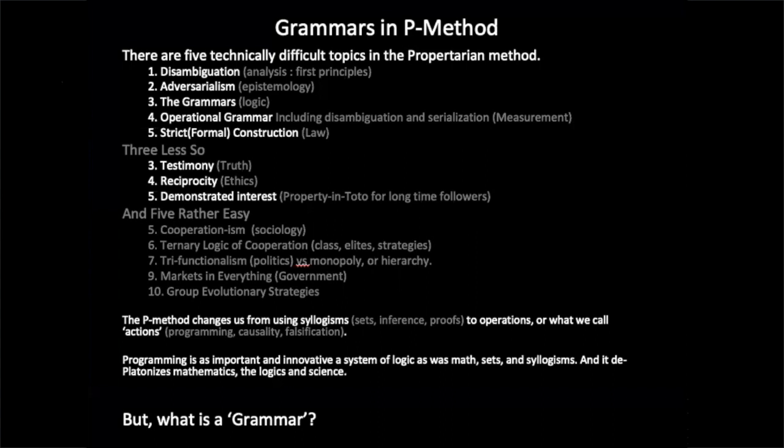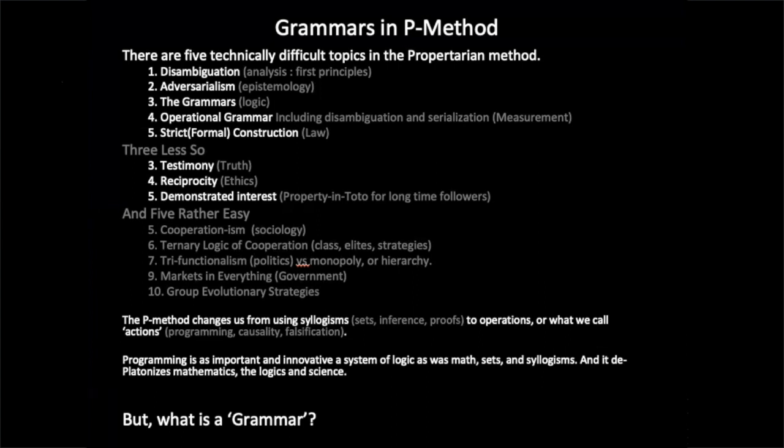There are 3 things that aren't so difficult. They're actually pretty intuitive that you end up applying those grammars to. And that's less complicated. And it's the stuff most people find most interesting because it is how we answer the question of these moral and social questions. It's the formal logic of ethics, really. And so those are testimony, reciprocity, and demonstrated interests, or for people who followed me for a long time, we call that property in toto, which is all property or demonstrated interest.